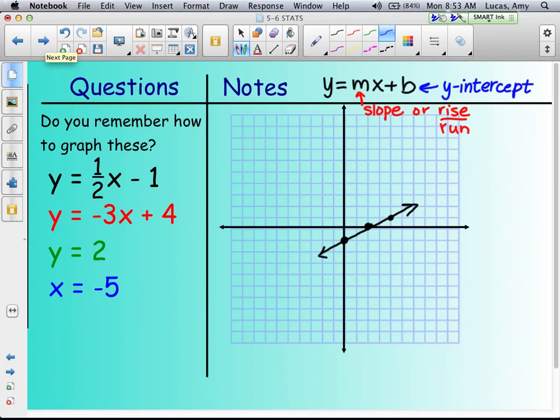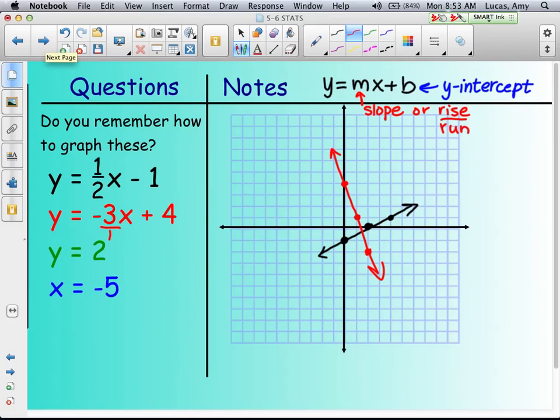The red line, I'm going to start at an intercept of positive 4 on my y-axis. And the slope of that one, I'm going to put a 1 under it. So my rise over run, -3 over 1 means I go down 3, over 1 to the right, down 3, over 1 to the right, and then I can draw my line.